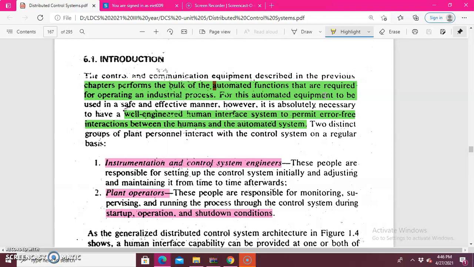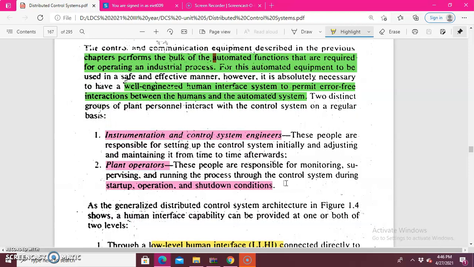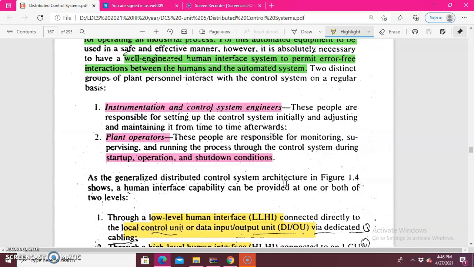The first one is the instrumentation and control system engineer. The next one is the plant operator. What is the role of the instrumentation and control system engineer? These people are responsible for adjusting and maintaining the values from time to time. Plant operators are the people responsible for monitoring, supervising and running the process. They go around the plant all the time, whether the plant is starting up, in operation, or shutting down. Those are the responsibilities of the plant operator. But the engineers adjust and maintain the values from time to time.